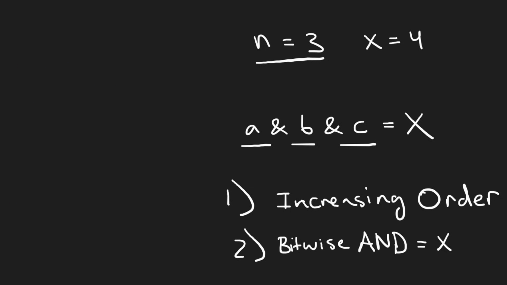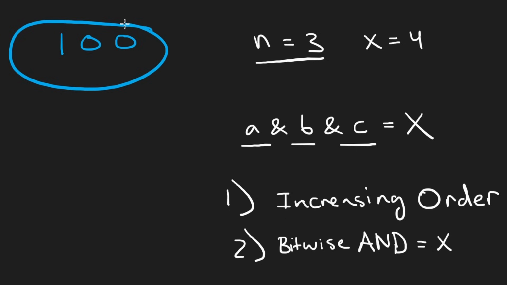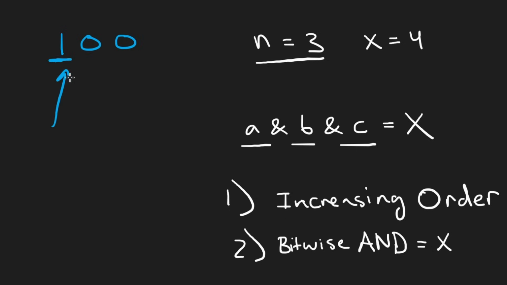For example, in this case, our x is equal to 4. So in binary, it's going to look like this, 1, 0, 0. Now, we could pick a lot of different numbers that have this bit set. That's the only constraint we have. Every number that we pick now must also have this bit set here.